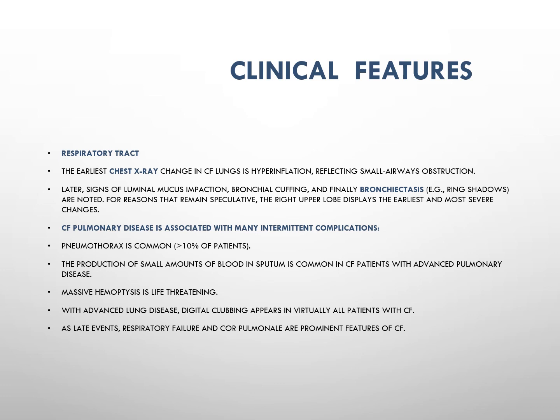The earliest chest X-ray change in CF lungs is hyperinflation, reflecting small airways obstruction. Later signs are luminal mucus plugging, bronchial wall thickening, and finally bronchiectasis. CF pulmonary disease is associated with many intermittent complications. Pneumothorax is common, in more than 10% of patients.